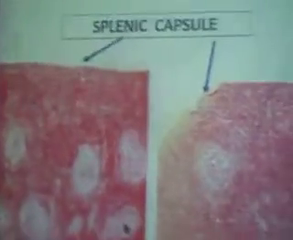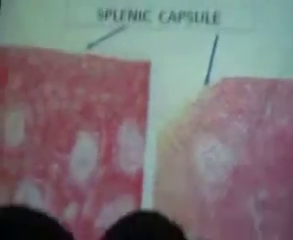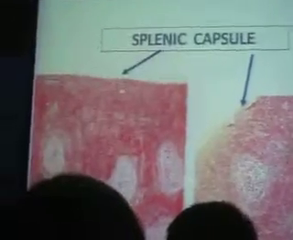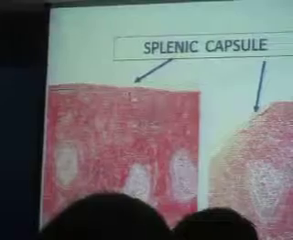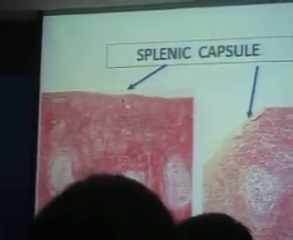Your central artery is derived from what artery? It is a branch of your splenic artery. From your central artery, it will get out of the white part to become what artery? Penicillar artery, right?